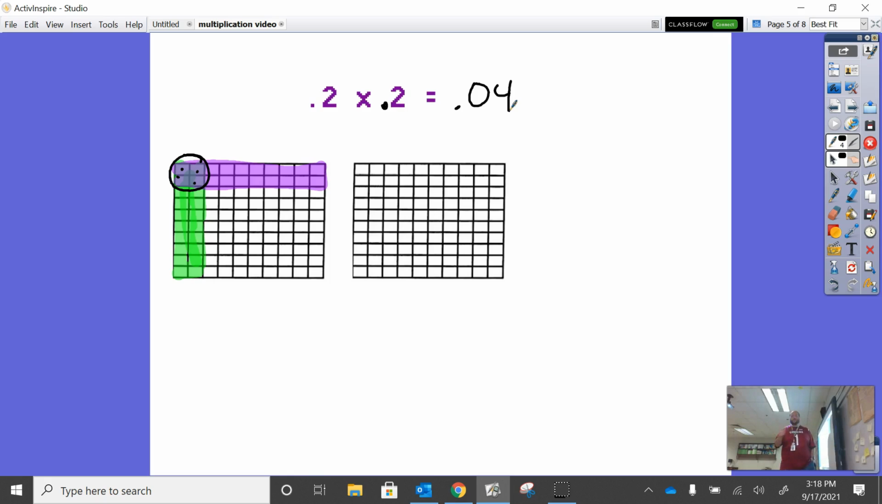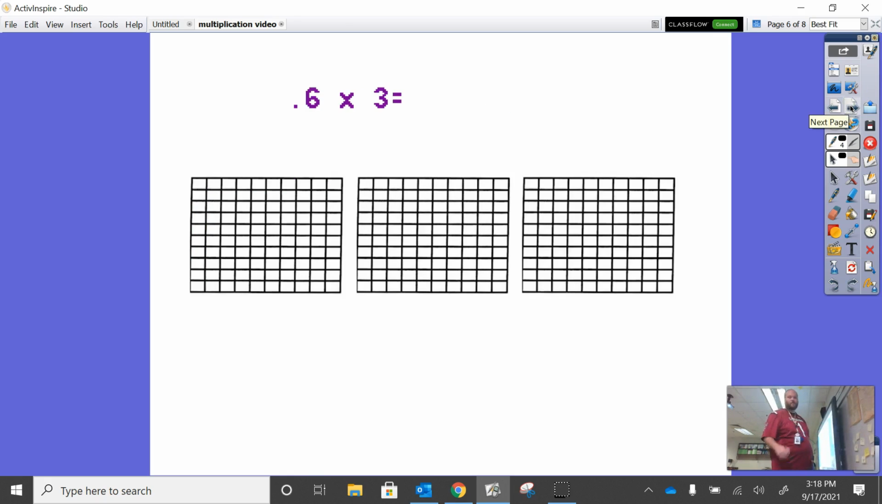And you do this with your multiplication with fractions. Let's take a look at this one: 6/10 times 3. Going back to my highlighter, I'm going to highlight 6/10. I've got 1, 2, 3, 4, 5, 6. Remember, that's 3 sets of 6/10. So there's one set of 6/10.